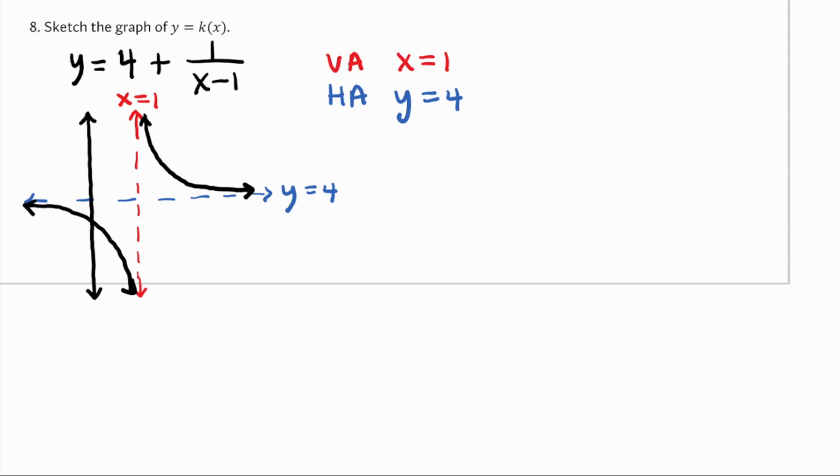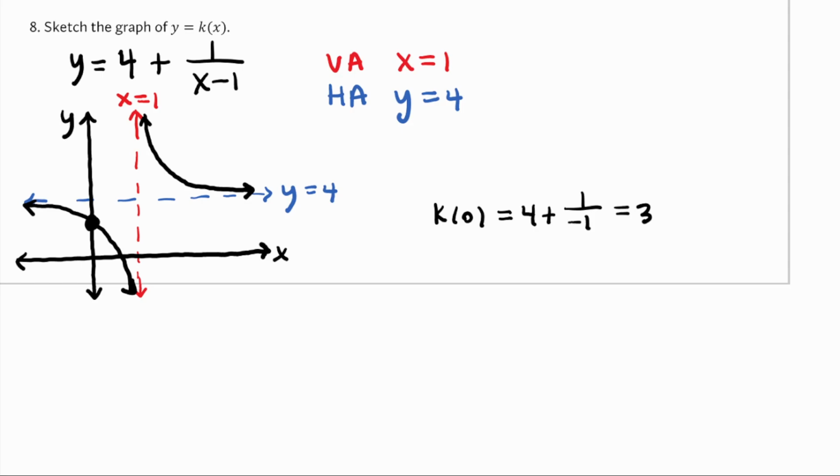All right. The y-intercept is k of 0, which is going to be equal to 4 plus 1 over 0 minus 1. Okay, so that's 3. So I know the y-intercept, which I just filled in with that dark circle. I'm going to need that to be positive, so it needs to be above the x-axis. I need the x-axis to be below the y-intercept. Just like, most accurate sketch I can. But that's all I can do.